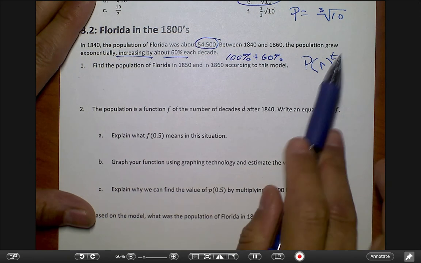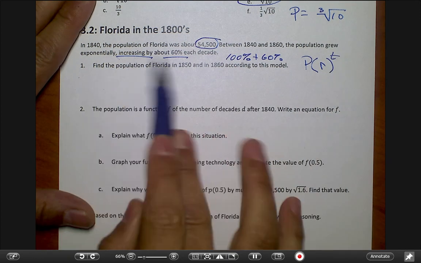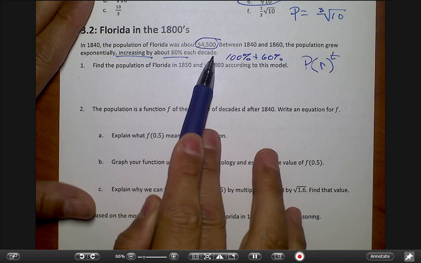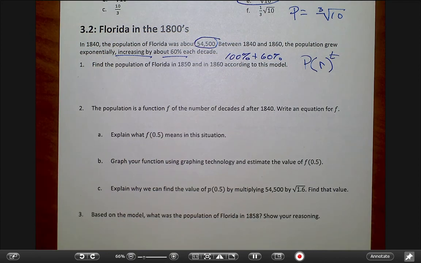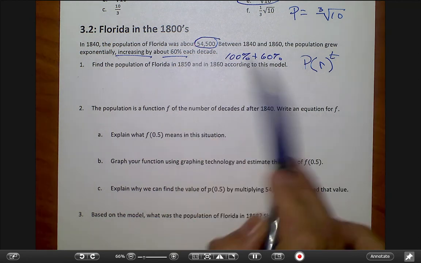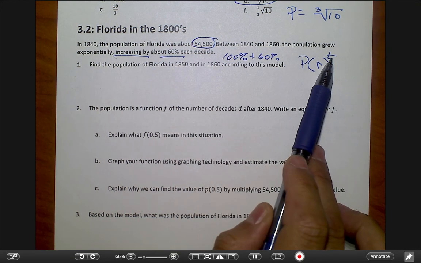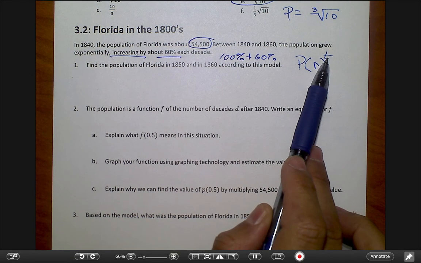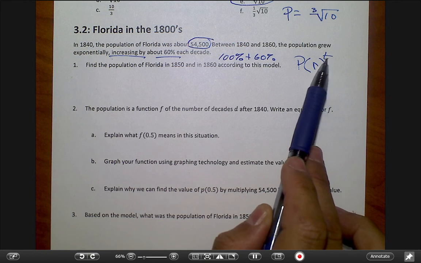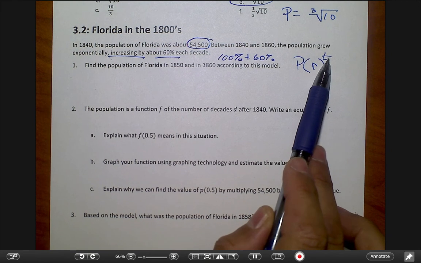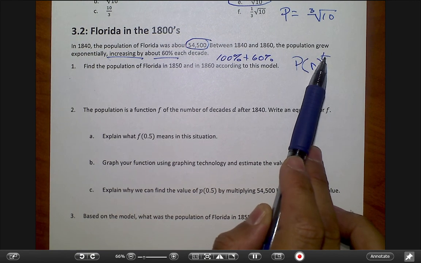Now, it grew exponentially each decade. Now, what is a decade? 10 years. So each decade. So now every time I use my time, T is going to represent what? 1 decade, and it's going to be 10 years. So for every 10 years, it's going to be one of these.